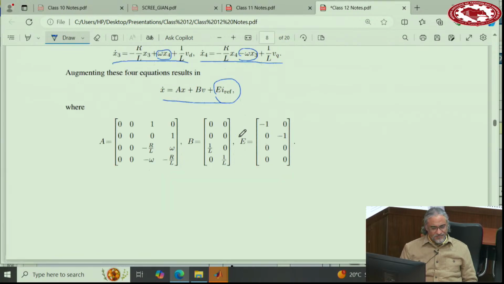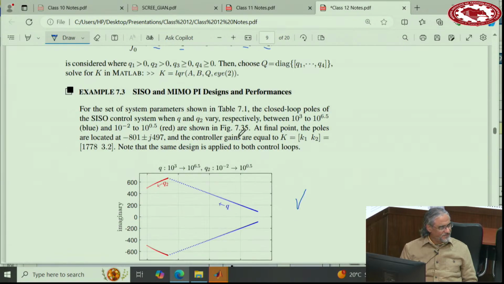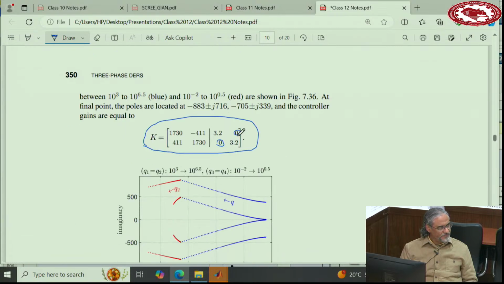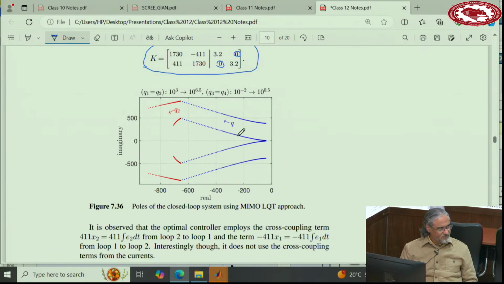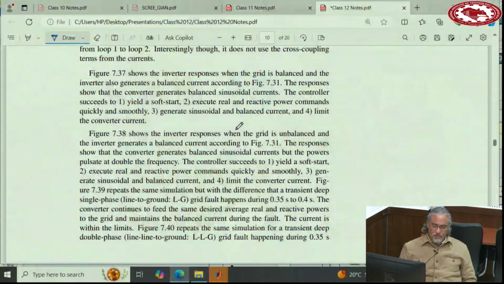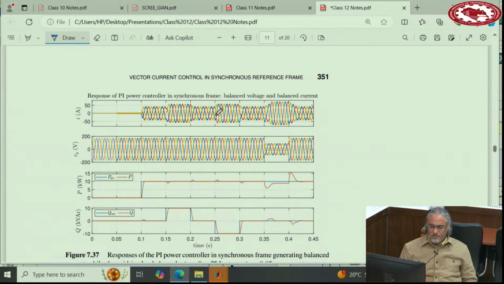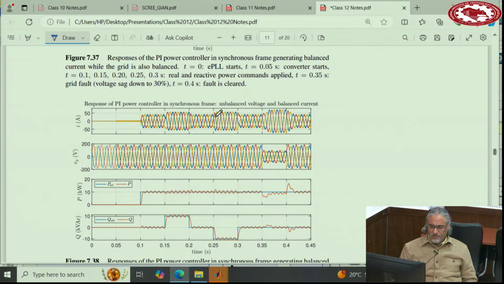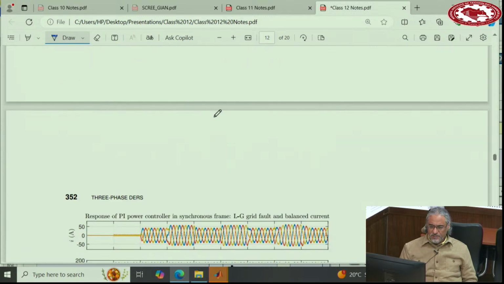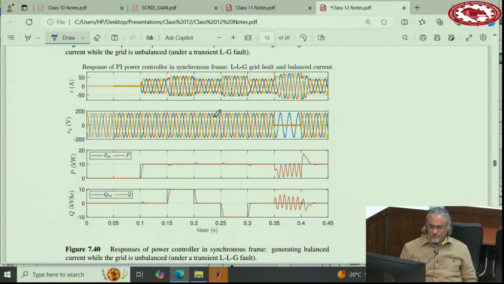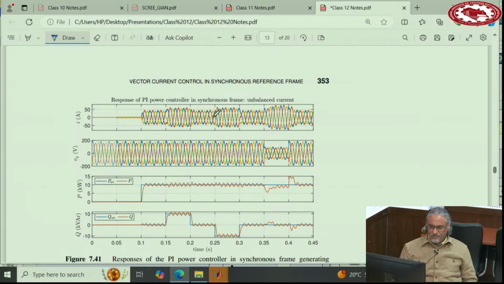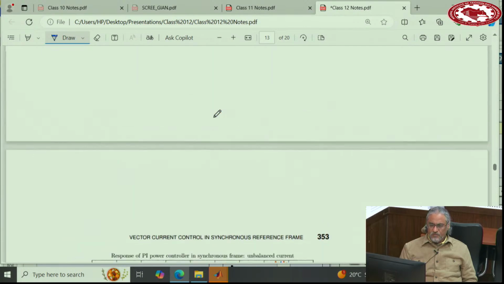Actually, I have seen one paper where they have separate loops for positive sequence and for negative sequence, and they are able to do that. Yeah, no, I'll solve it here, but I just wanted to see, I don't remember now exactly what happened that this ripple stays there. Let me find out. What figure is it? This is figure 7.41.